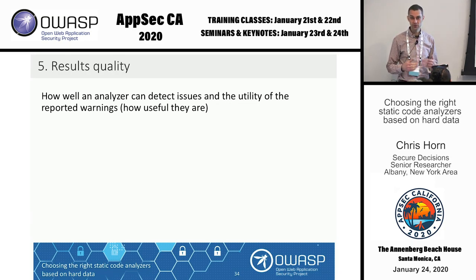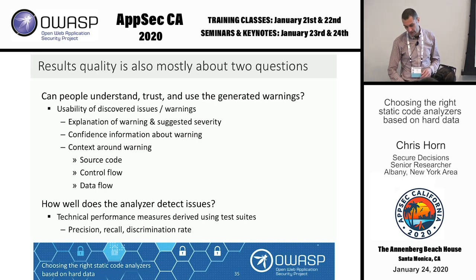And then results quality itself, that is how well do these analyzers do at detecting the actual problems, those weaknesses that they're checking for, and how useful are those warnings. The utility is all about whether people can understand it and whether they trust it. Trust is very tightly linked with the false positive rate, the idea of how many issues the analyzer is raising that aren't real for one reason or another. Maybe they're not truly real, or maybe you just don't really care about them. Those are technically different, but for most people, practically the same.